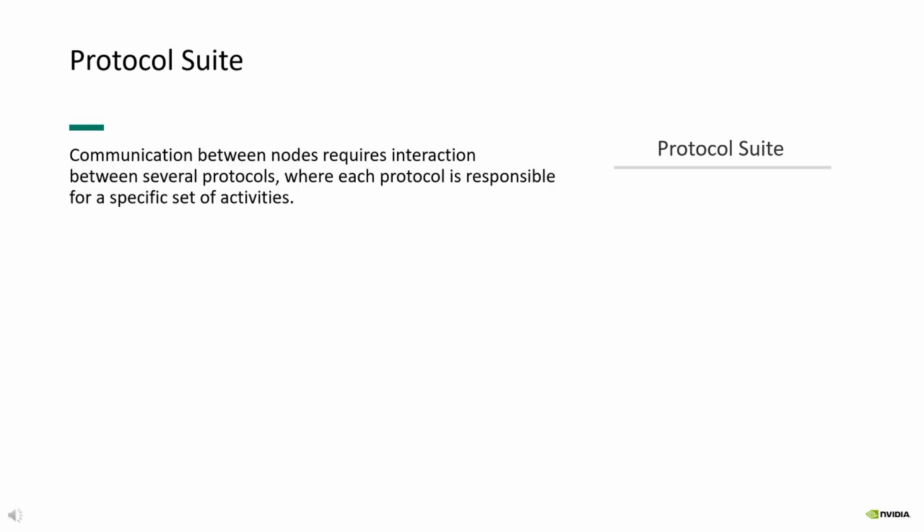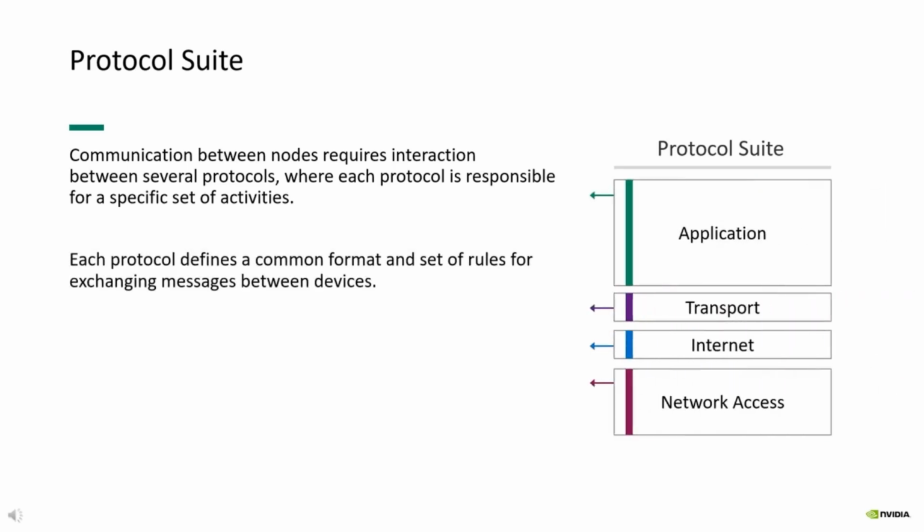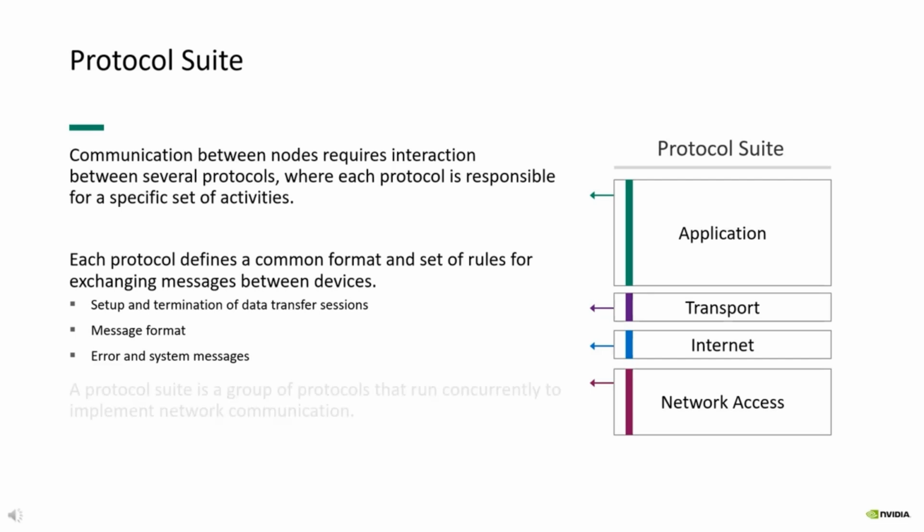For the end nodes to be able to communicate with each other, for example sending and receiving traffic, they must implement the same communication protocols, where each protocol is responsible for a specific set of activities. Each protocol defines a set of communication rules, such as how the communication session is set up and terminated, what is the message format, and how errors are handled. There are many protocols for different purposes, and we are not going to cover them all. A group of protocols that run concurrently to implement network communication is called a protocol suite. Different protocol suites are different combinations of protocols that are used for different communication types. Later, we'll introduce the main protocol suites used in today's networking deployments.